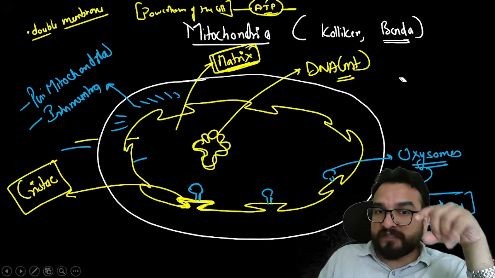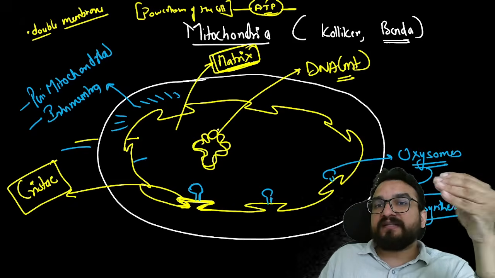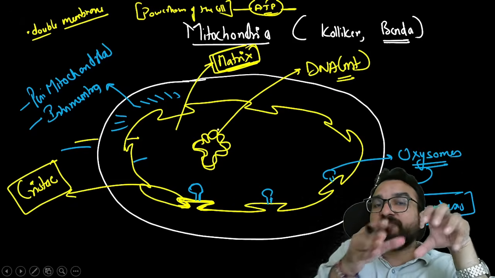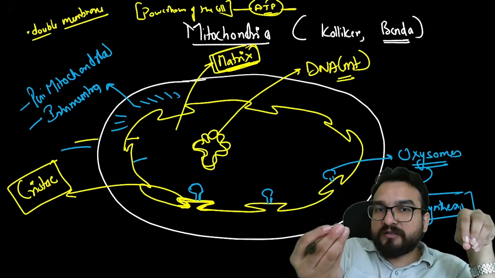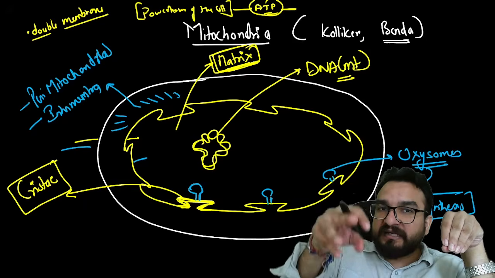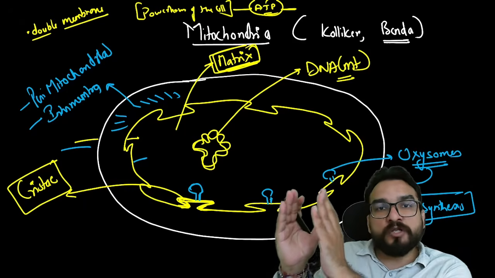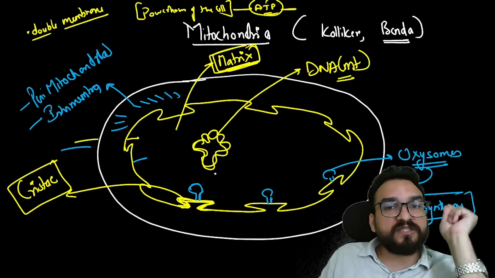Because of the presence of circular DNA, this gives us a hint that mitochondria must have existed independently as a prokaryote. But later on, because of complex processes, it must have integrated into multicellular organisms. That is one evidence which we are getting because of this circular DNA.